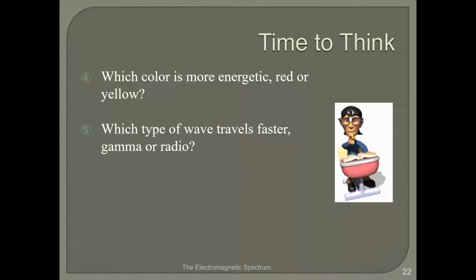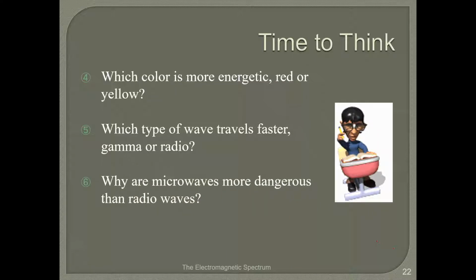Which type of wave travels faster, a gamma ray or a radio wave? The same. Again, for all purposes, we live in a vacuum. Thus, all light travels at the same speed. Why are microwaves more dangerous than radio waves? They have more energy.